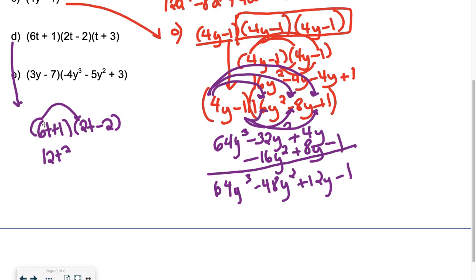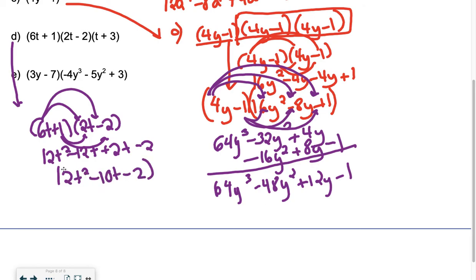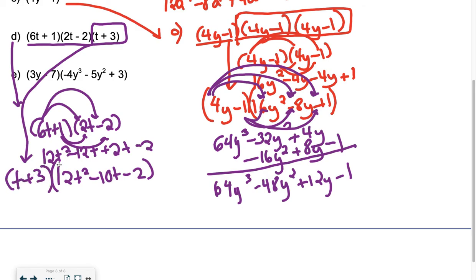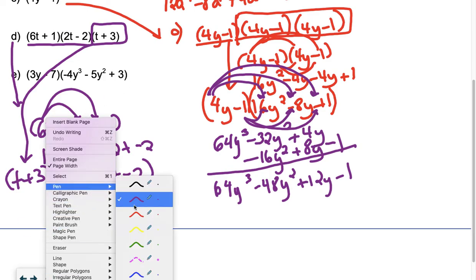12t squared minus 12t plus 2t minus 2 is 12t squared minus 10t minus 2. So I've just multiplied these two, which means now I need to multiply that whole thing by t plus 3. So I'll just get another color to kind of differentiate.